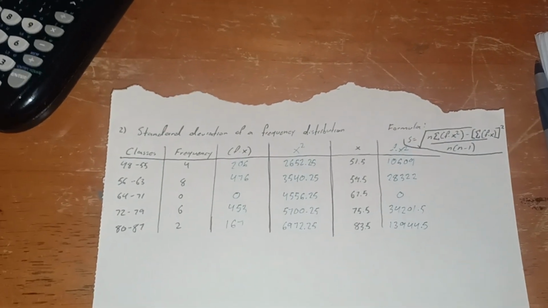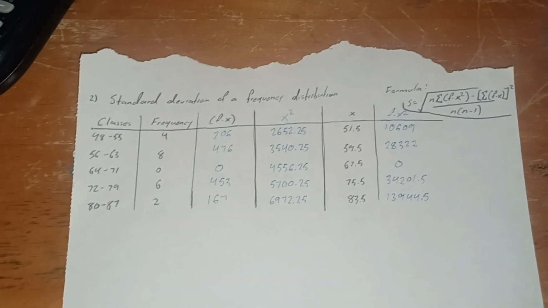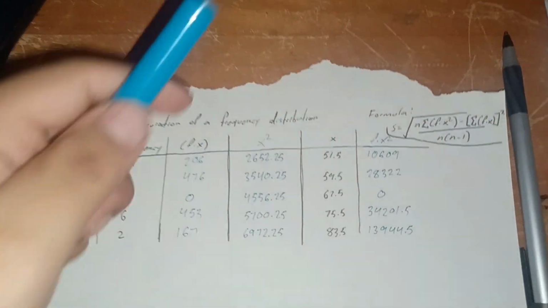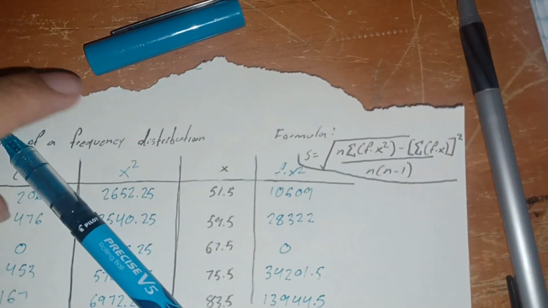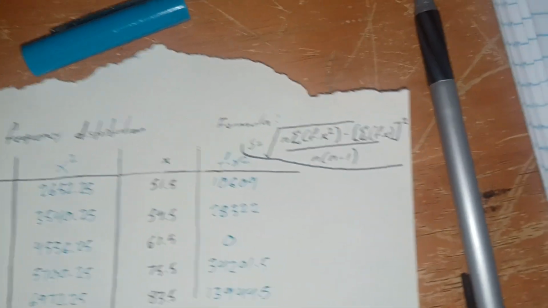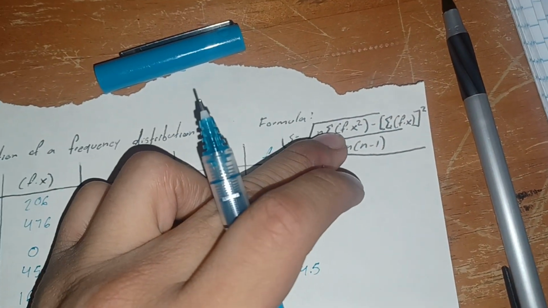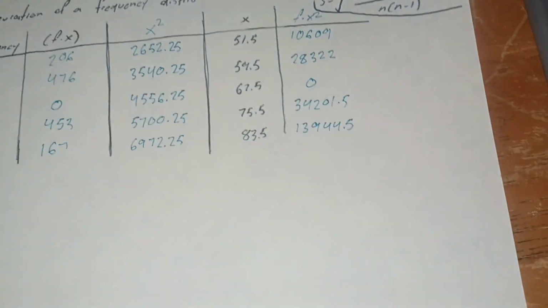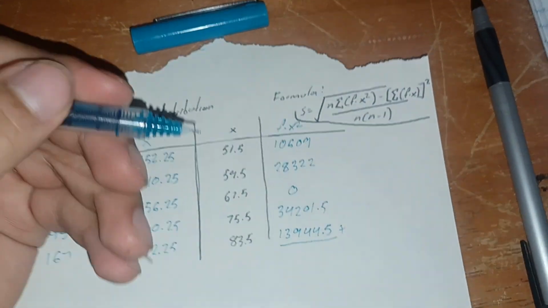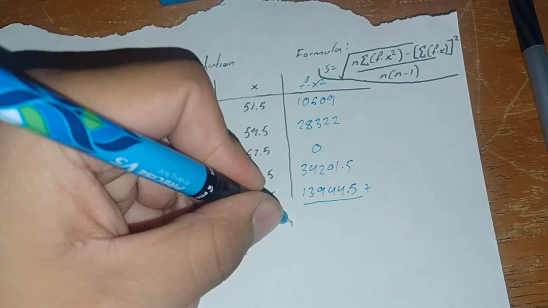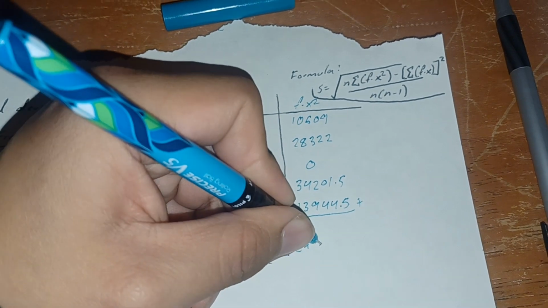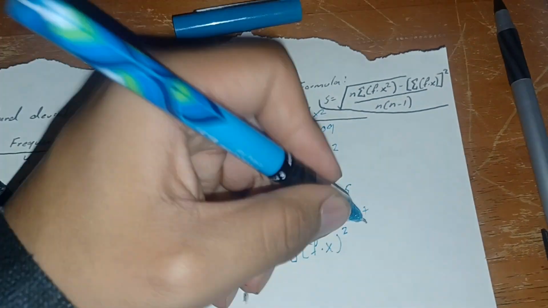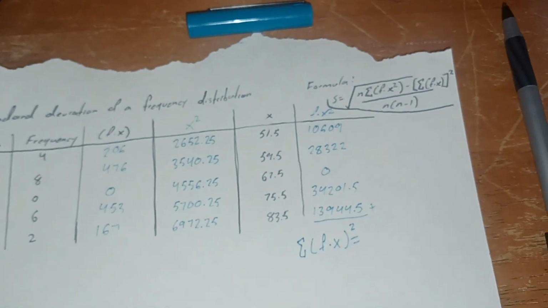So now we are ready to construct our formula. We go back to the formula and we'll see what it wants from us. It obviously wants the sum of f times x squared, this first part. So basically it just wants us to add all of these numbers together. That's going to be your sum of f times x squared.